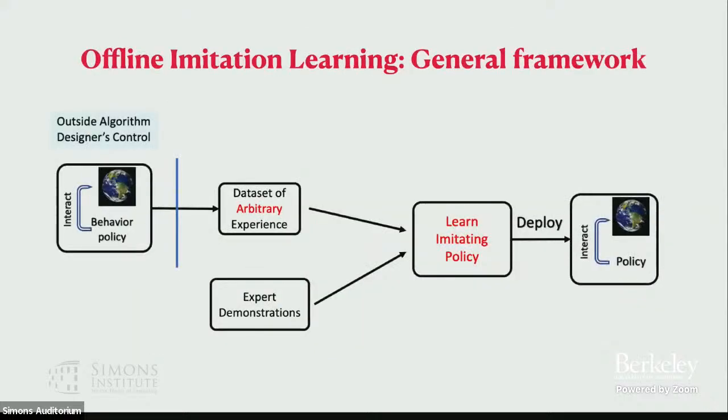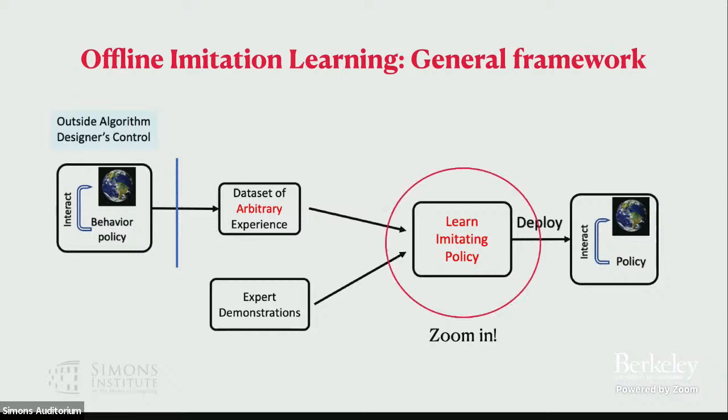Okay, so the framework looks like that. I have two sources of data. The offline data might not be perfect. I have expert demonstrations, perfect, but I only have very few of them. And I want to design an approach that takes these two data sets as input and outputs a policy that potentially can work well when I deploy it in the real world.